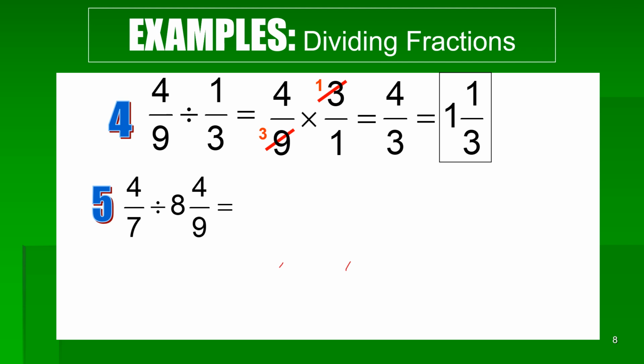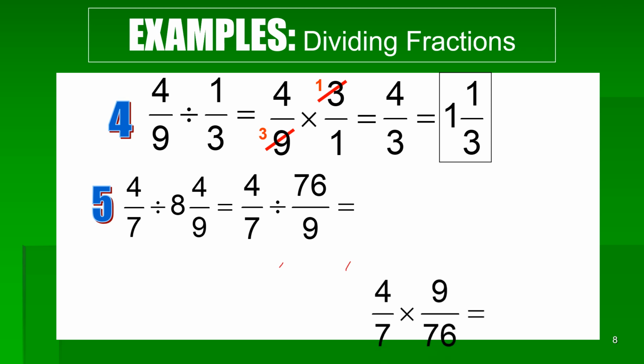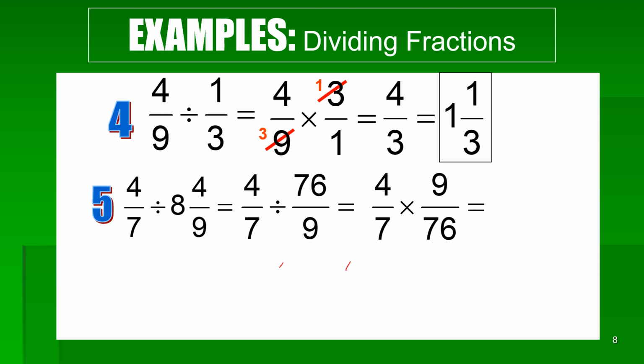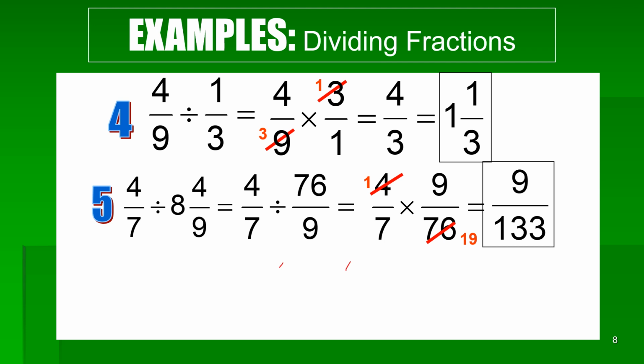Next we have number 5. So we have 4/7 divided by 8 and 4/9. We have 4/7, and then we convert the mixed number into improper. So 9 times 8 is 72 plus 4, 76 over 9. Then copy the 4/7, change the operation, and flip the second. That's 9 over 76. So for 4 and 76, 4 divided by 4 is 1, 76 divided by 4 is 19. So the final answer is 9 over 133.